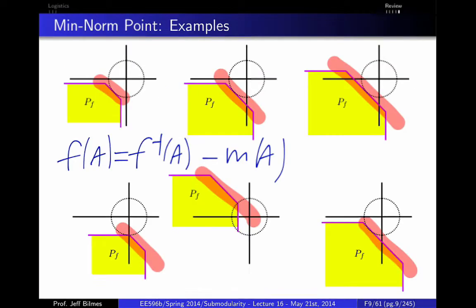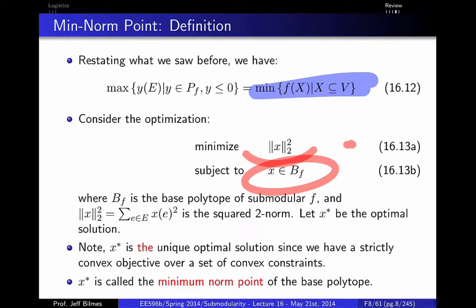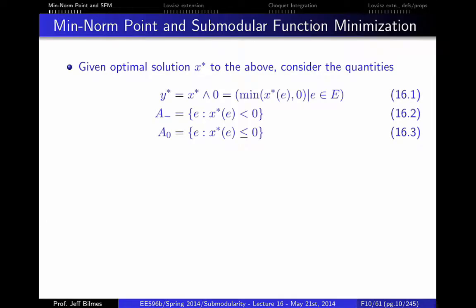Let's say that we've got this optimization problem here, right? And let's just name the optimum solution. Let's say that x star is the optimum. It's the unique optimal solution. It's called the minimum norm point. And it's unique because it's a strictly convex problem. It's a quadratic, which doesn't have any discontinuities. So it's a quadratic minimization subject to a convex polytope constraint, so it's got a unique minimum. And let's say that x star is the unique minimum, and it's the optimum.